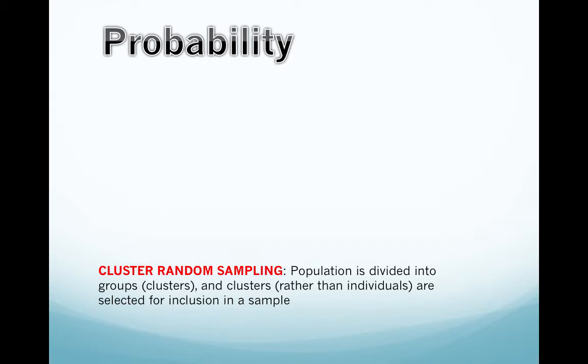Cluster random sampling is the fourth and final approach to probability sampling. In cluster random sampling, members of a population are not divided into individuals. Instead, the population, or the sample, is divided into larger groups or clusters, and those clusters, rather than individuals, are selected for inclusion in a sample. Let's look at this last example within our Baylor study.